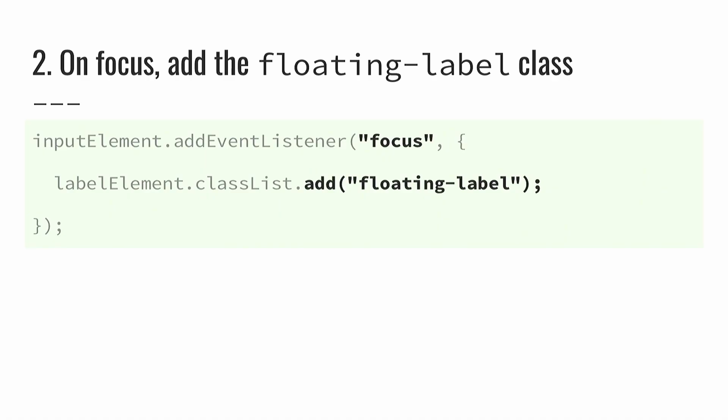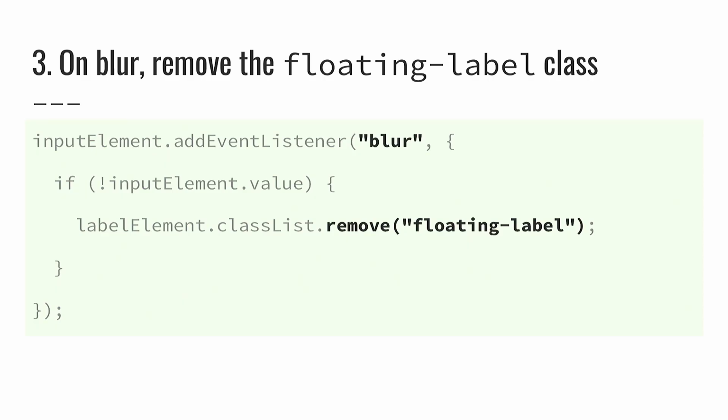Step 2, this is where the magic happens. We're going to add an event listener that essentially says, when I focus on the input element, add the floating-label class to my label element. And then step 3 is pretty much the same thing, but for blurring, we'll add another event listener that says, when I blur the input, remove the floating label class from the label.